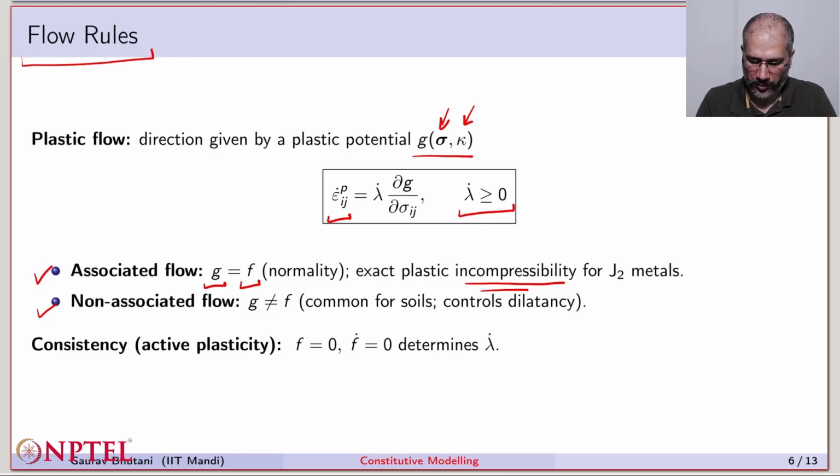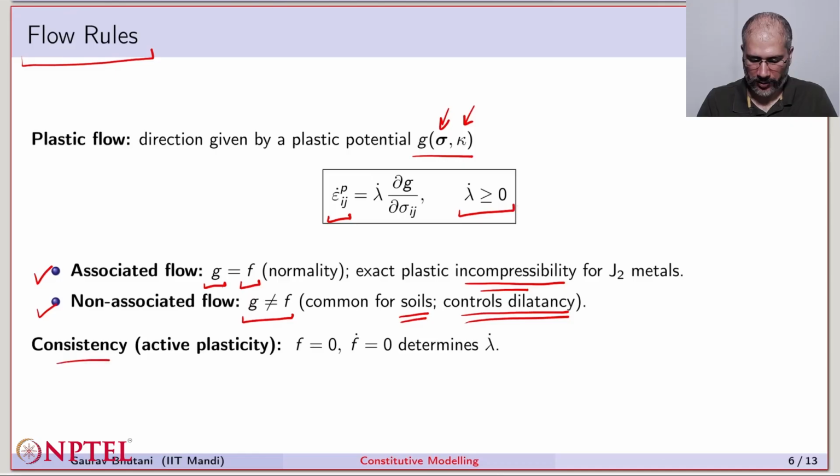Whereas for non-associated flow, G is not the same as F, and this is more common for soils or granular materials where the volume can change. So the choice of our G function here will also help us control dilatancy, that is, help us identify how much volume change will accompany the plastic flow in the body.